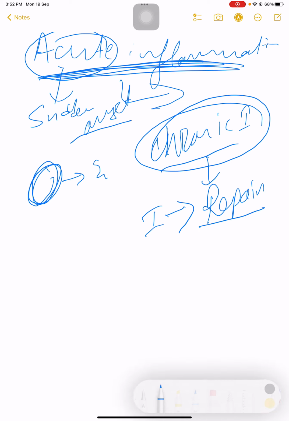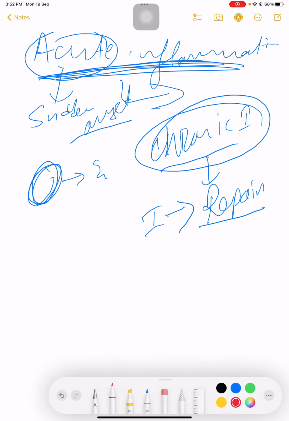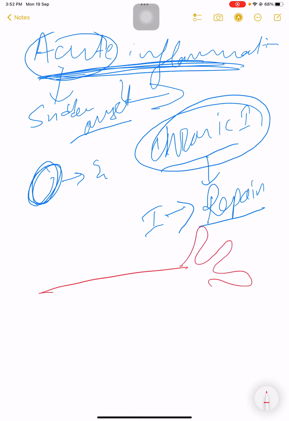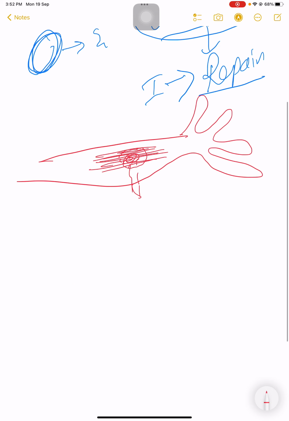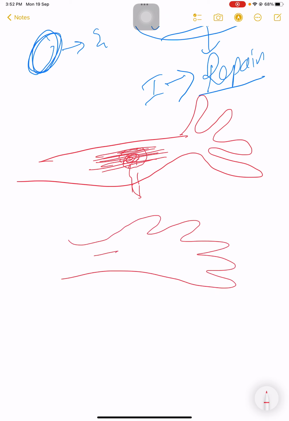For example, you just got a cut in your hand. Suppose this is your hand, you just got a cut and there's an abundant amount of bleeding. Now what happens is there's a certain amount of inflammation over this area, and later on, as a part of your repair, there is first of all aggregation of platelets, and you have a type of clot formation here. And after some time you will see that the skin is also intact.